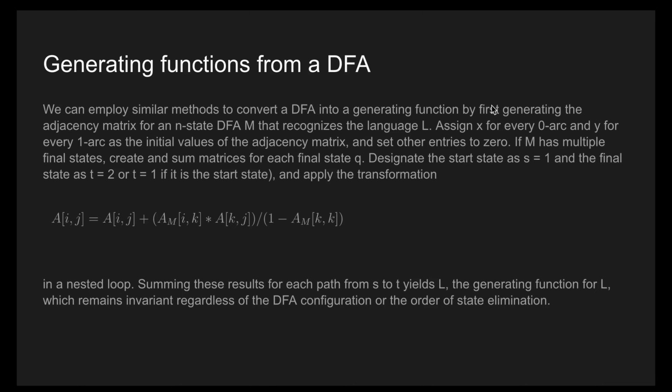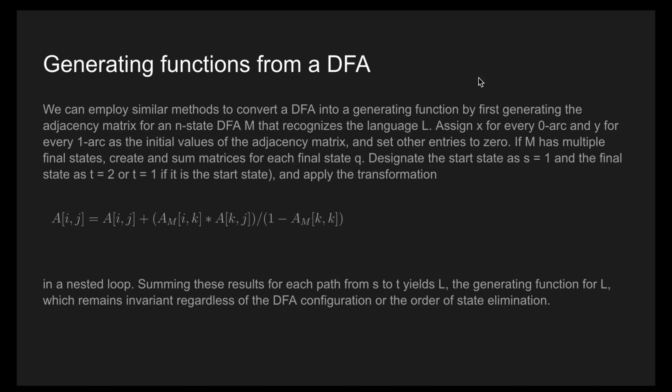So, generating functions from a DFA. We can employ similar methods to convert a DFA into a generating function by first generating the adjacency matrix for an n-state DFA, M, that recognizes the language L. Assign x for every 0 arc and y for every 1 arc as the initial values of the adjacency matrix, and set other entries to 0. If M has multiple final states, create separate matrices for each final state. Designate the start state as s equals 1 and the final state as t equals 2, or t equals 1 if it is the start state, and apply the transformation.